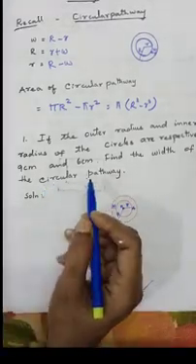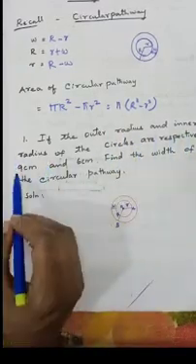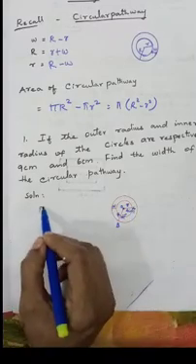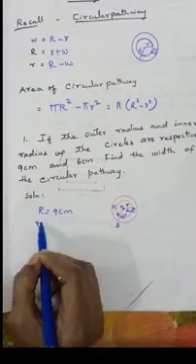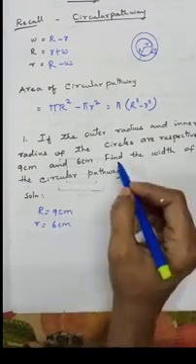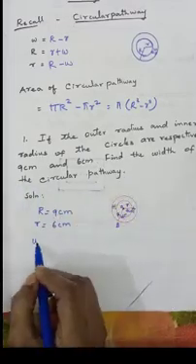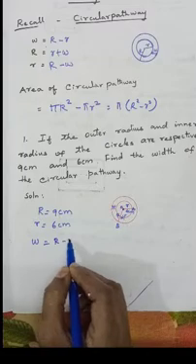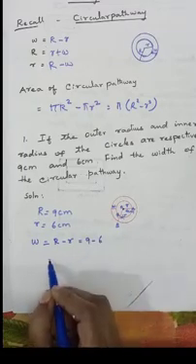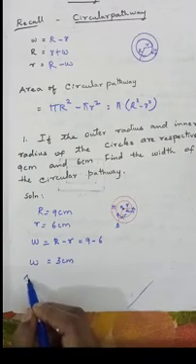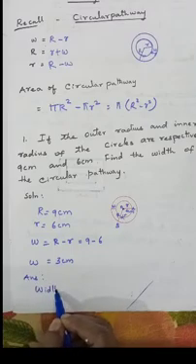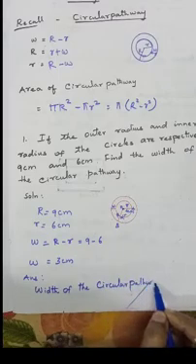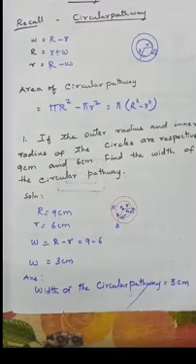Now, what is given? The outer radius and inner radius. The outer radius is 9 cm, and the inner radius is 6 cm. So capital R is equal to 9 cm and small r is equal to 6 cm. Here you have to find the width of the circular pathway, that is W. What is the formula to find W? Capital R minus small r. That is 9 minus 6 is equal to 3 cm. So the answer is, the width of the circular pathway is equal to 3 cm. Have you understood?